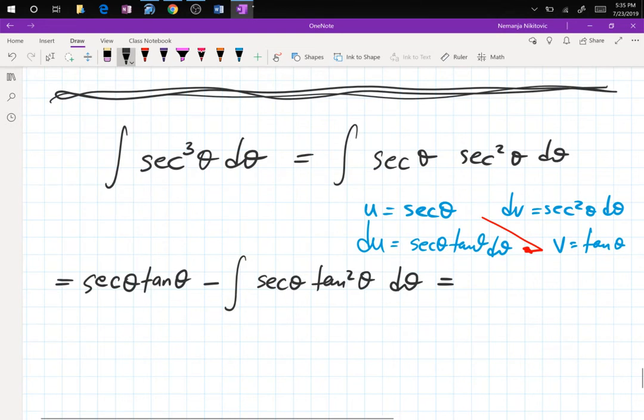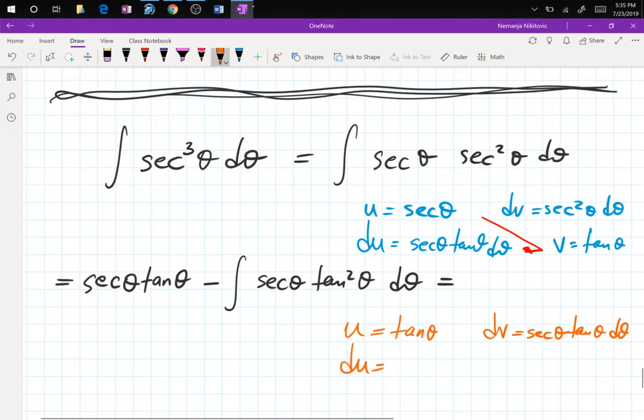Integrate by parts again. Let's see. Hopefully that works. Now, what would I pick for u and dv this time? So what can I integrate? Well, I can integrate secant tangent, right? So let's try that one. Secant theta, tangent theta d theta, and over here I have tangent theta.